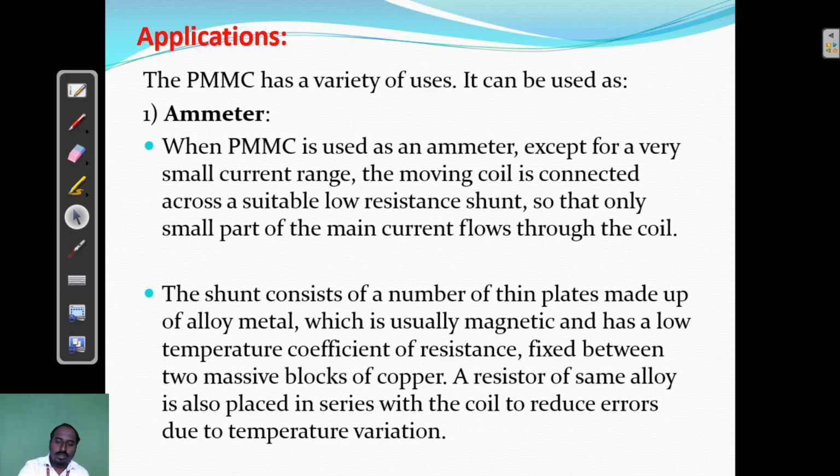It consists of a number of thin plates made up of alloy metal, which is usually magnetic and has a low temperature coefficient of resistance, fixed between two passive blocks of copper. Also, a resistor of the same alloy can be placed in series with the coil to reduce the errors due to temperature variations. So, this is how an ammeter is made using permanent magnet moving coil type meters.